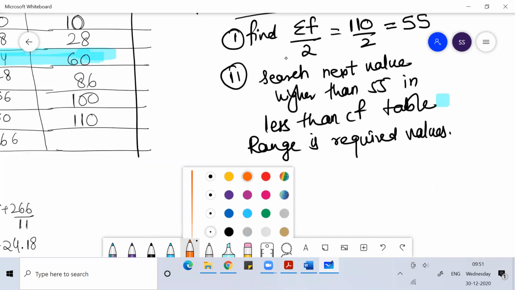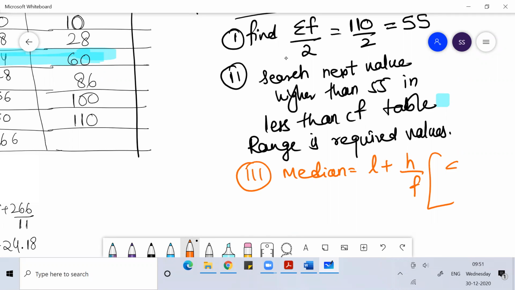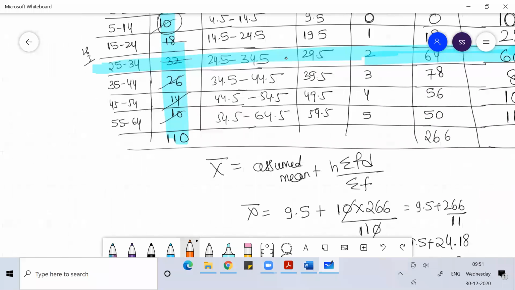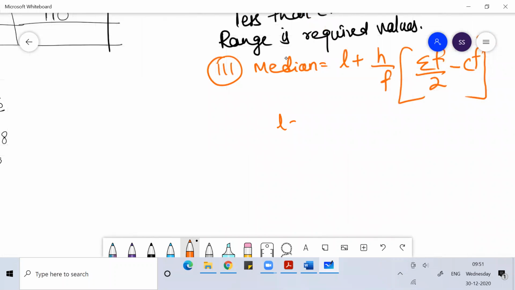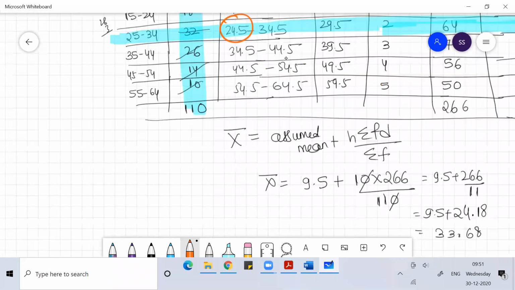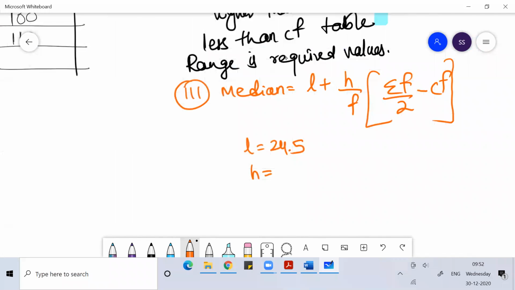Now what formula do we use? The median formula we use is L plus H by F into sum of f by 2 minus CF. So here, what is L? L is the lower limit of the class interval, that is 24.5. H is the height, the difference, that is 10.